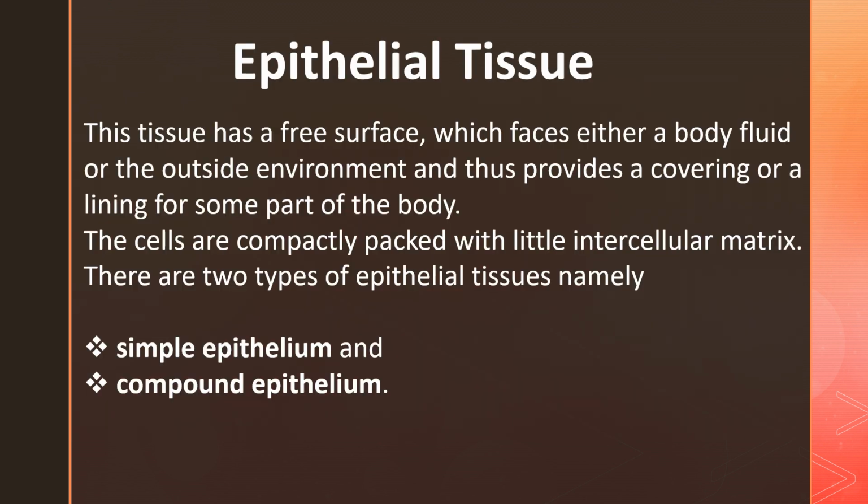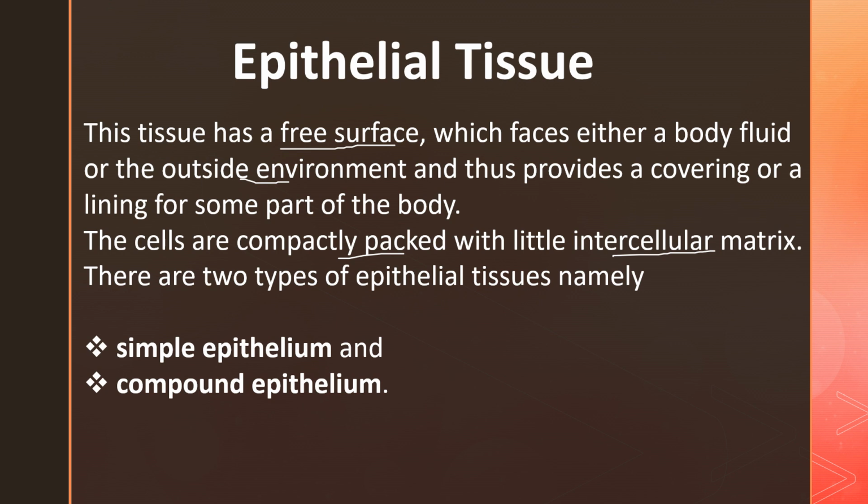And coming back to the first type of tissue, the epithelial tissue. This tissue has a free surface because it provides the outer covering, which faces either the body fluid or the outside environment. So we always say it is the provider of covering or lining to the body. Here the cells are tightly and compactly packed with each other, and there is little intercellular matrix.